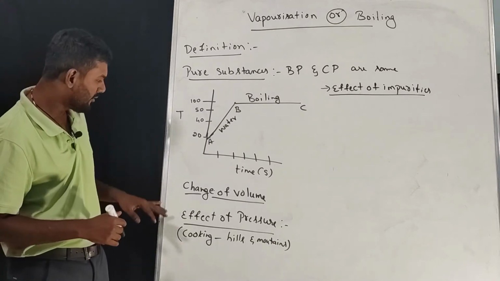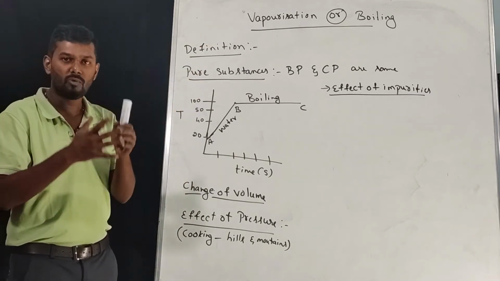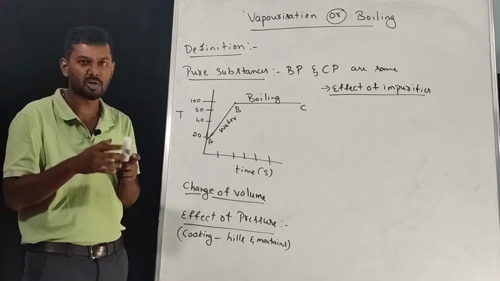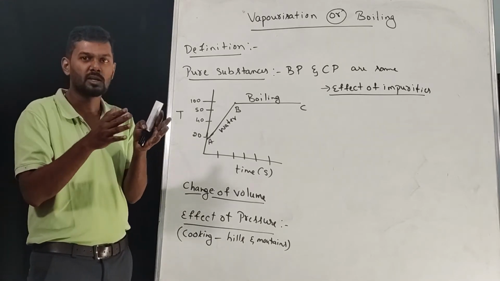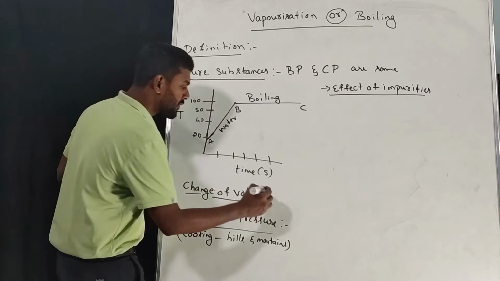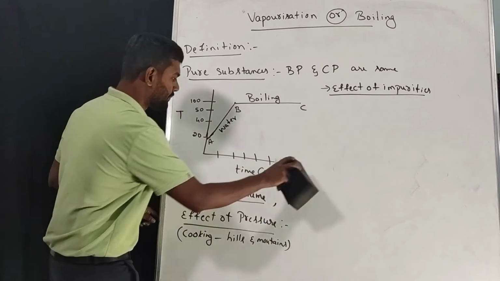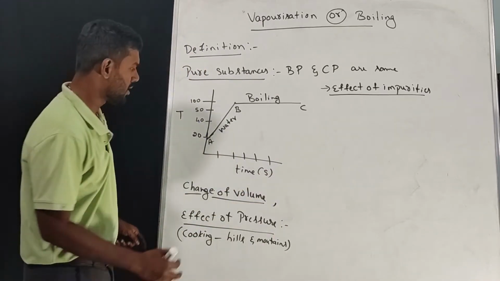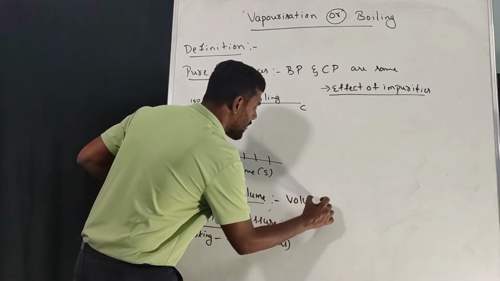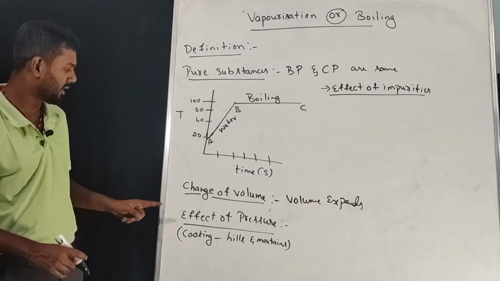Next, we'll talk about change of volume. What happens during the boiling process? We'll take the example of water. When you boil the water, the temperature keeps on increasing, and the volume of the water keeps on expanding. So the volume expands during the boiling.